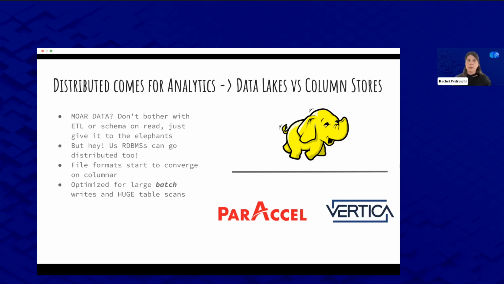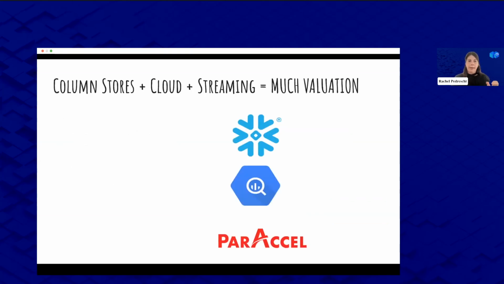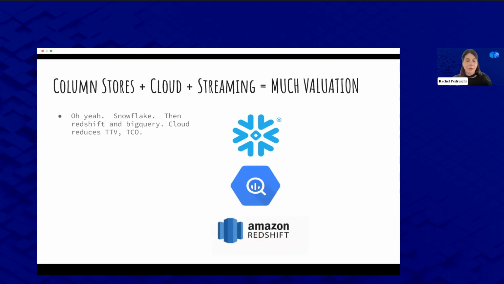Columnar formats, of course, are very good at being able to find data very quickly and scan through a lot of data. So, okay, let's go. What's happened after that? We don't see Vertica very much anymore. We don't see Parcel. Where have they gone? Well, the cloud happened. So I would be remiss if I didn't talk about Snowflake. And then there was Redshift and BigQuery. Oh, wait a second. Parcel actually became Redshift.